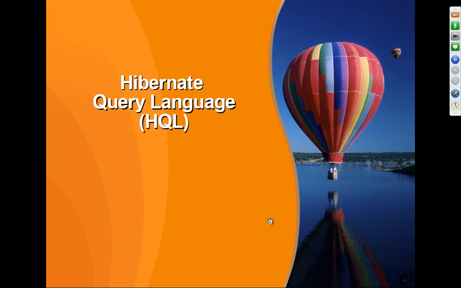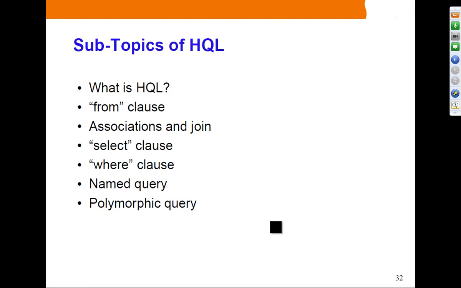The next one is Hibernate Query Language, HQL. Here we're going to learn what HQL is, and we are going to use the from clause, association and join, select clause and where clause, named query and polymorphic query.